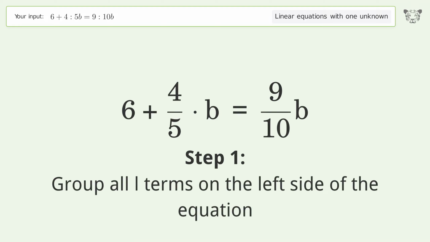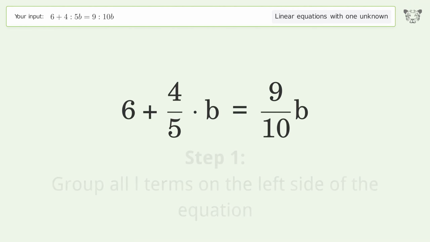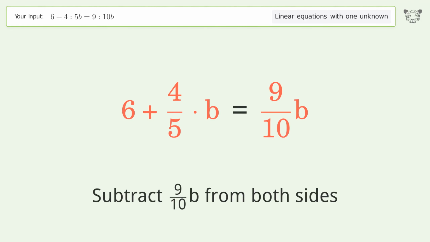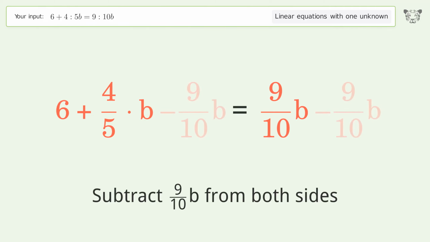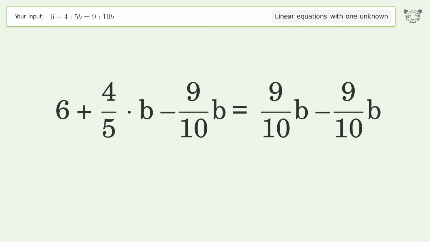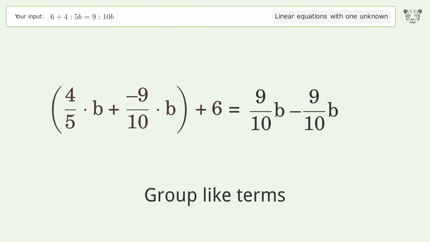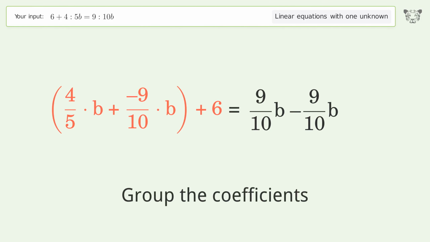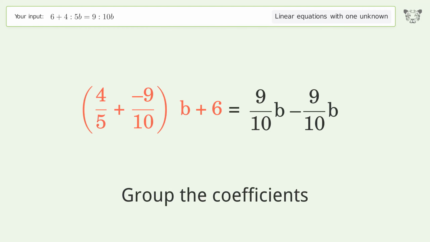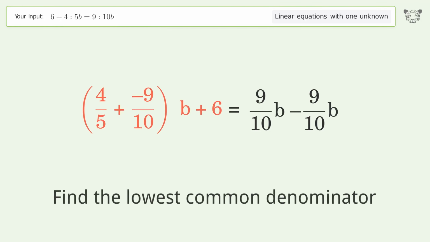Group all b terms on the left side of the equation. Subtract 9 over 10b from both sides. Group like terms. Group the coefficients. Find the lowest common denominator.